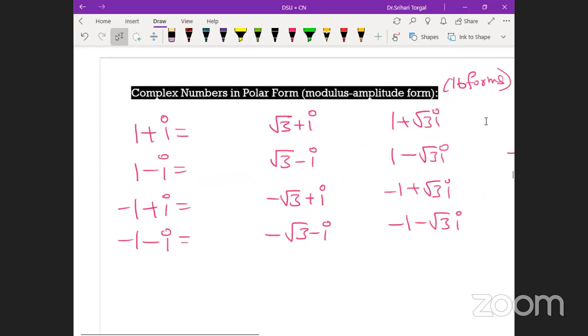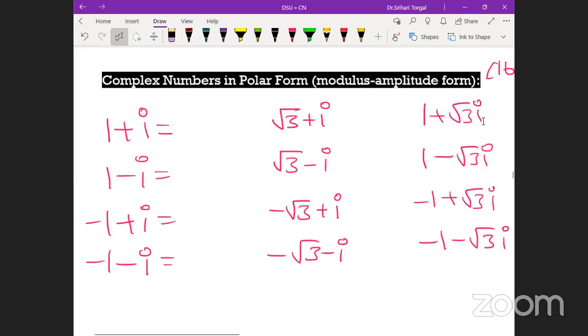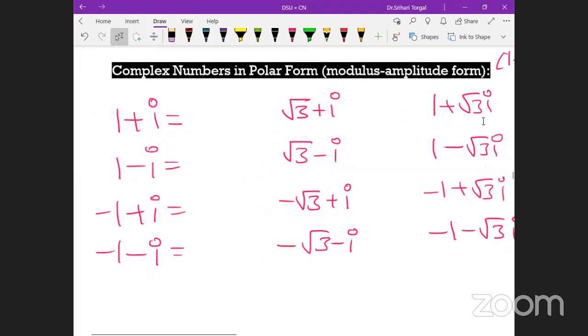Now we'll see one by one how to write this. 1 plus i. See here, first we will write the modulus. First we will write the modulus here.